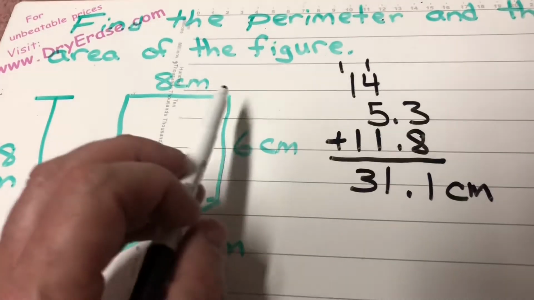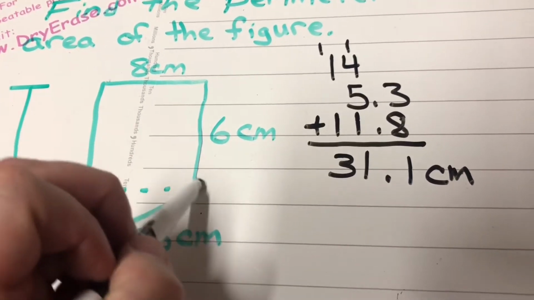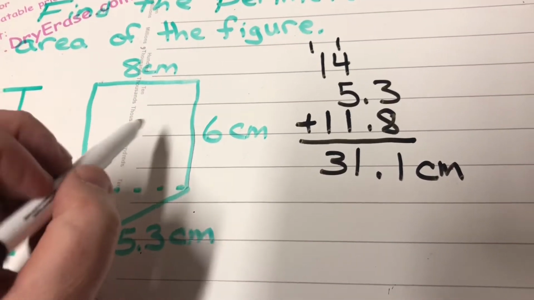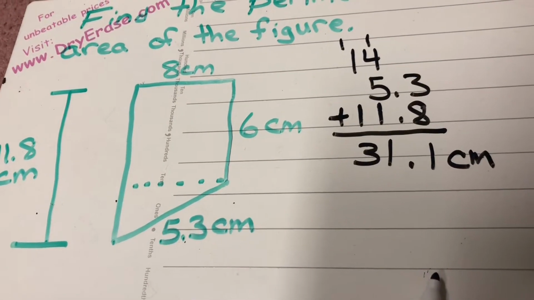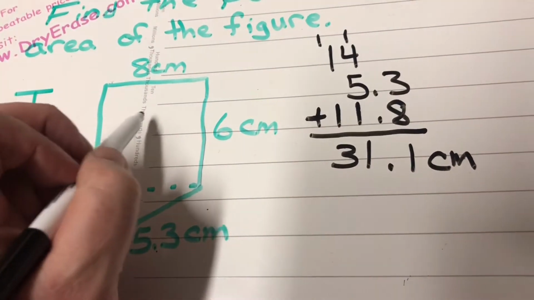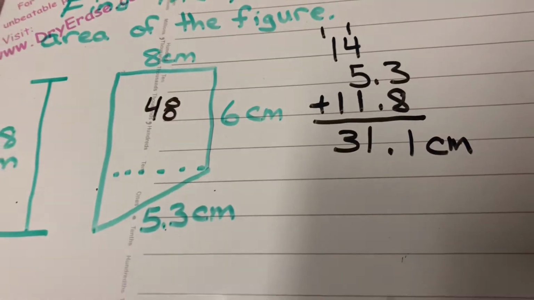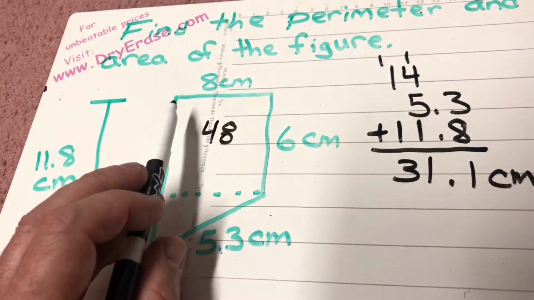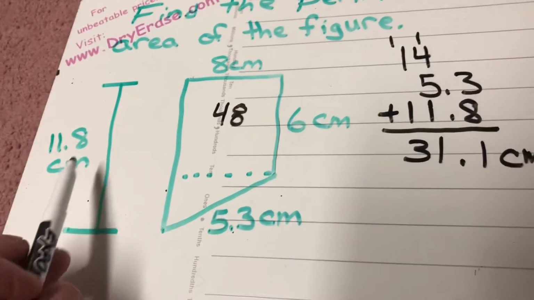Now as an area, first of all, the area of a rectangle, remember, is length times width. And so 6 times 8 for the rectangle here, 6 times 8 is going to be 48.